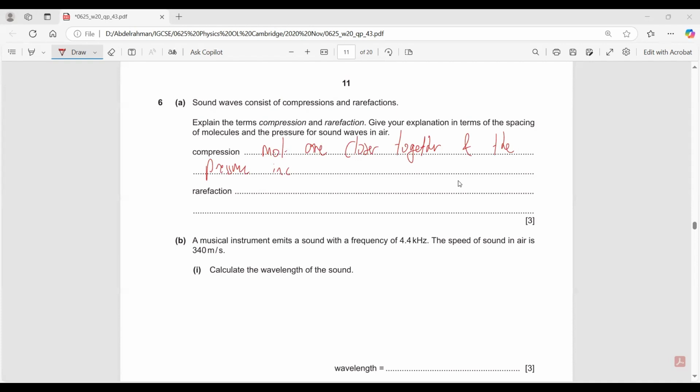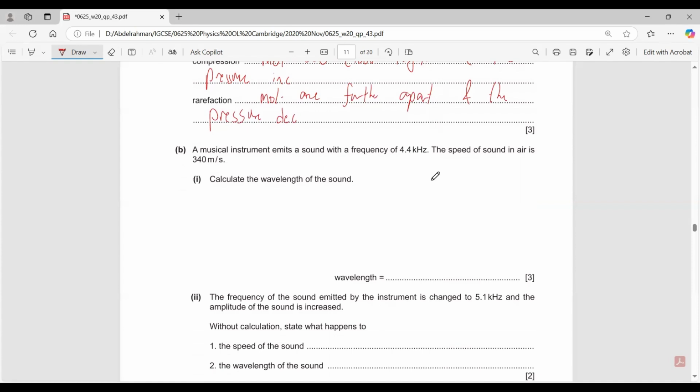Okay, what about the rarefactions? The molecules are further apart, and the pressure decreases. Again, lower, or it is now less than the atmospheric pressure.